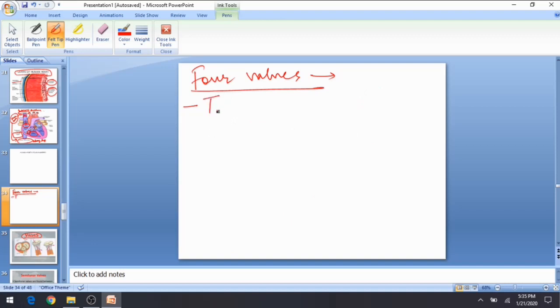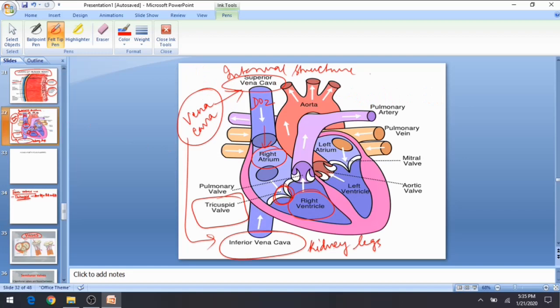The 4 valves first of all include tricuspid valve, which acts as a door between right atrium and right ventricle. From right atrium, as you can see here, through the tricuspid valve, deoxygenated blood moves down towards the right ventricle, and again it closes so that it prevents the backflow movement of blood towards right atrium.